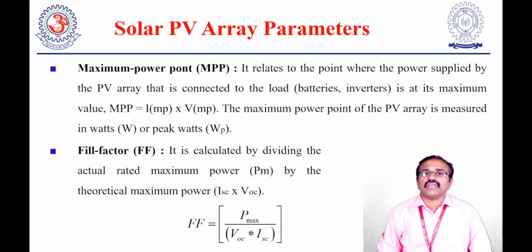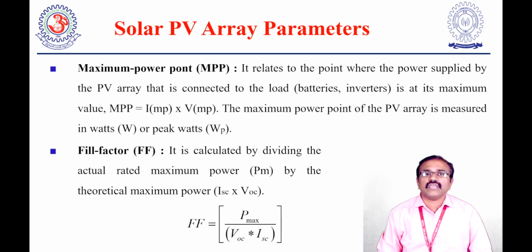Normally we know that power is nothing but the product of voltage and current. In this parameter we are experiencing maximum peak power, that is the maximum power point. We can represent it as the product of maximum current and maximum voltage. So the maximum power point of the PV array is measured in watts or peak watts.